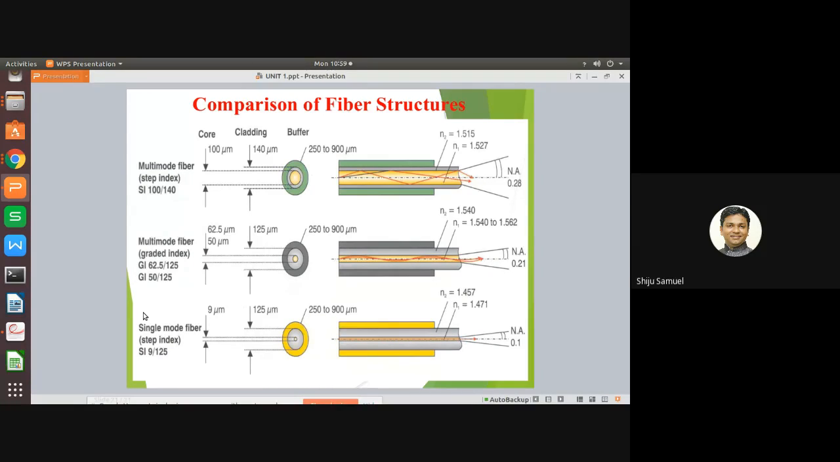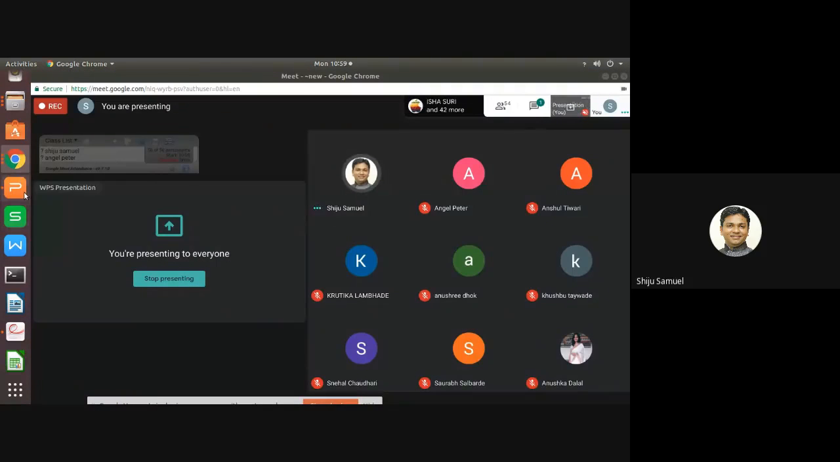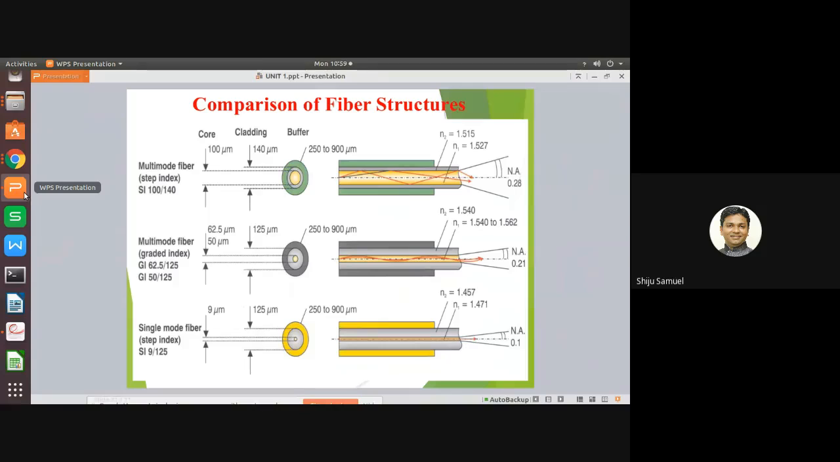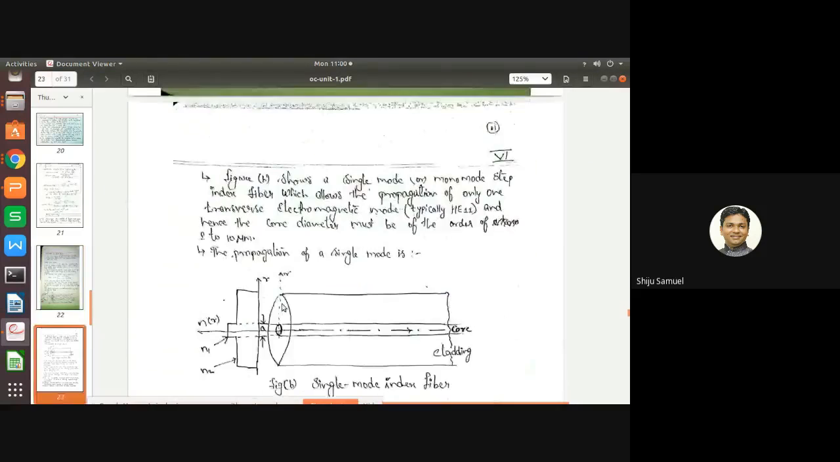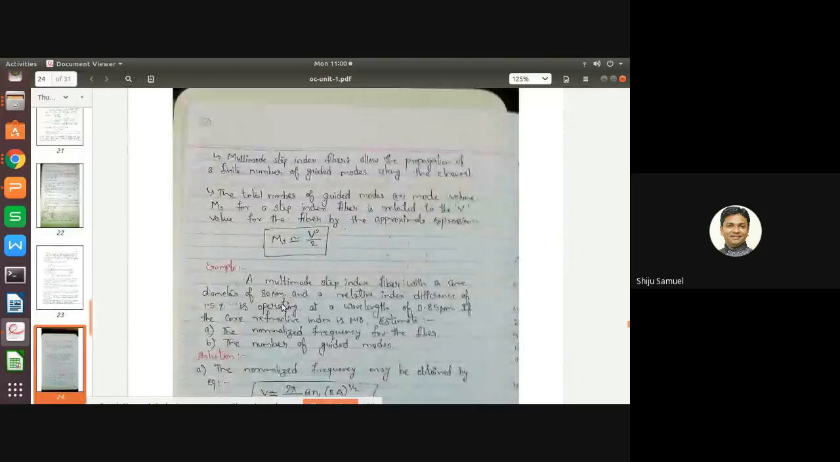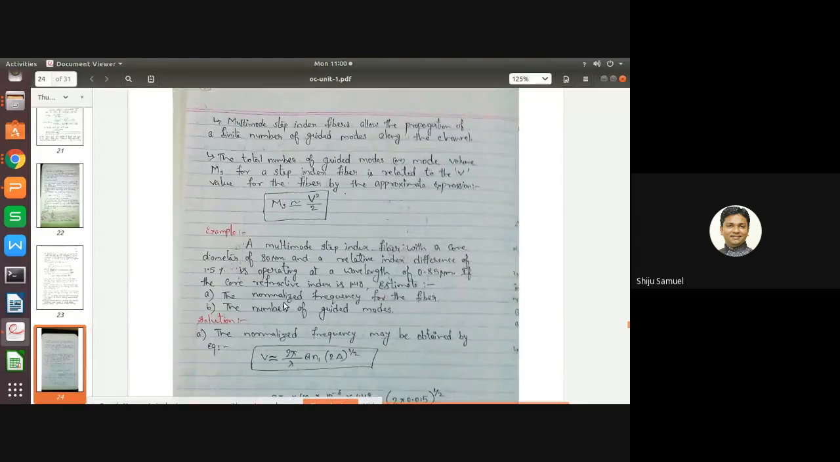Hope you understand this concept. In the multi-mode step index fiber, the propagation of a finite number of guided modes along the channel is allowed. So this is the basic concept of single mode step index fiber as well as multi-mode step index fiber. Now again, come to our small numerical portion. In the calculation part, we have to calculate the number of guided modes for the multi-mode step index fiber.